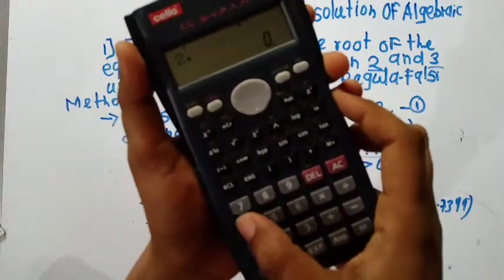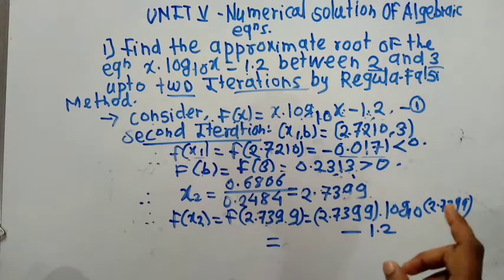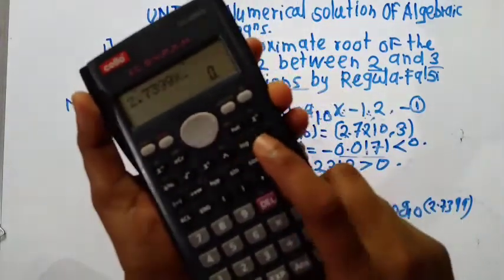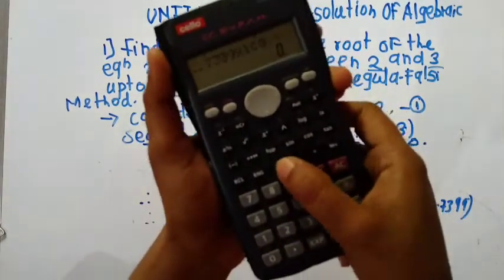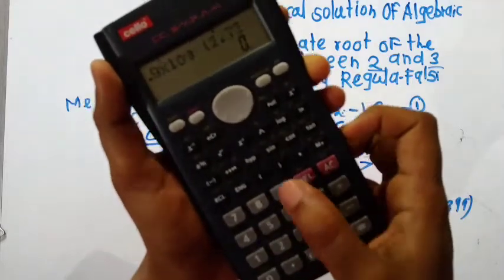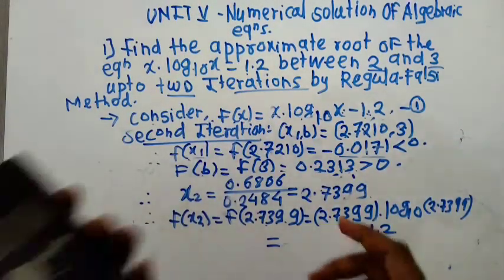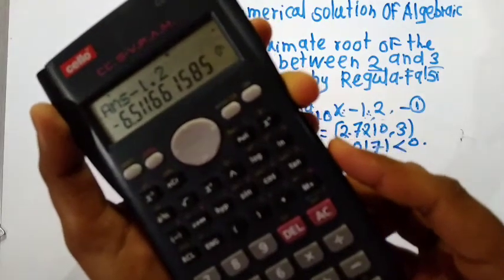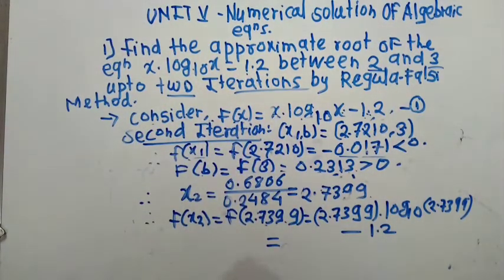2.7399 into log of 2.7399, and which is equal to this minus 1.2, and which is equal to minus 6.5116.